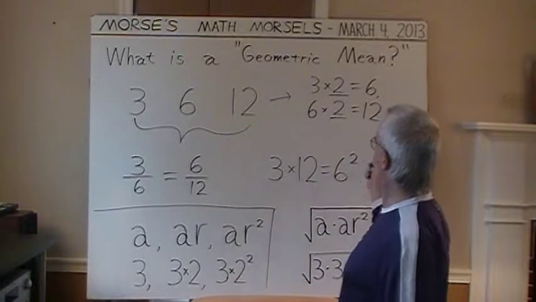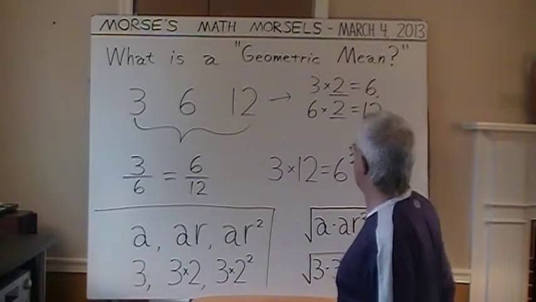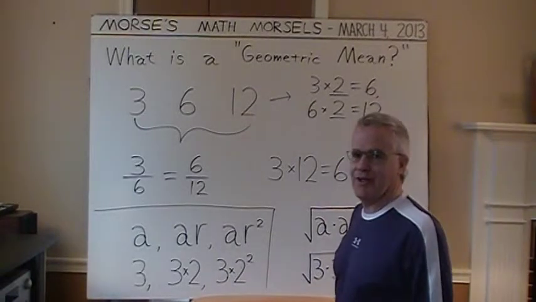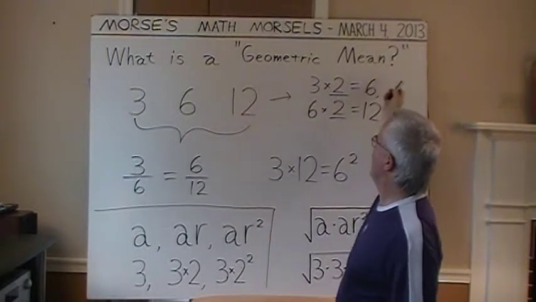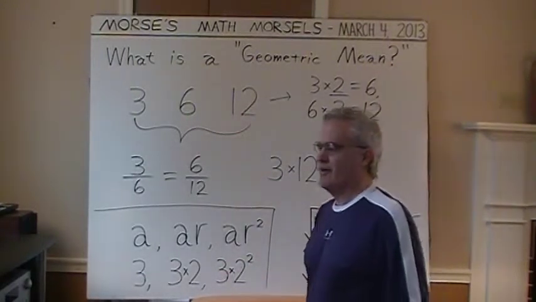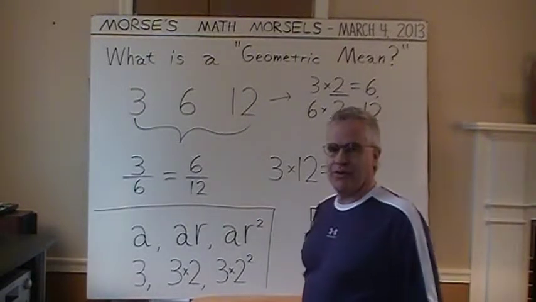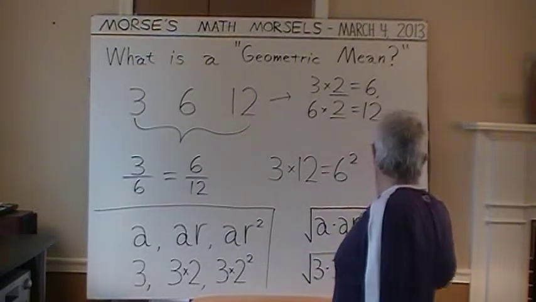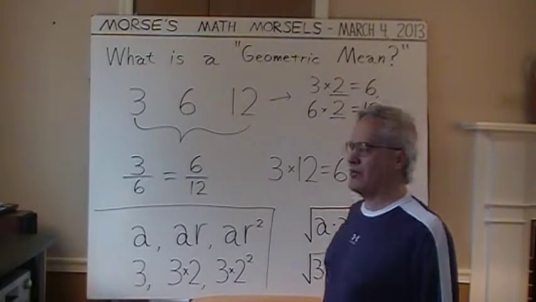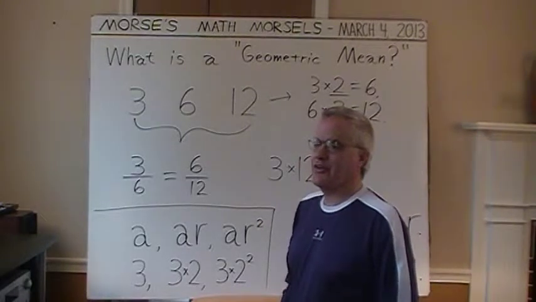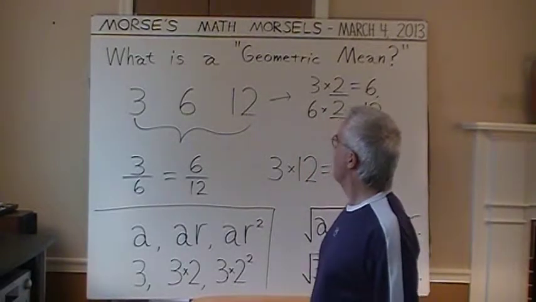Here we have a lot of 3s, 6s, and 12s, and A's and R's beneath the question, what is a geometric mean? But I don't see much geometry here. It looks mostly like arithmetic. But the geometric mean also has uses in geometry, as is explained in some other videos.